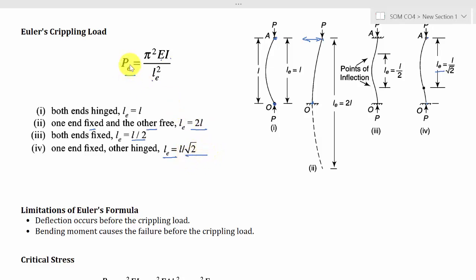So this crippling load depends on the Young's modulus of the material, the moment of inertia of the cross section, and the equivalent length. This equivalent length depends on the length as well as the end condition. So it varies for hinged, fixed and free end conditions. Okay, so this is the equation for Euler's crippling load.